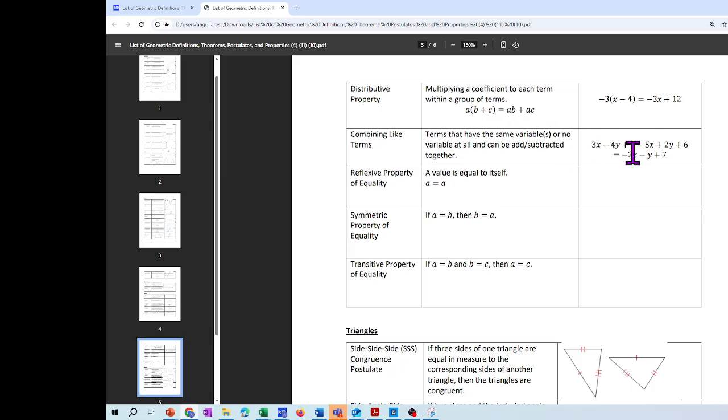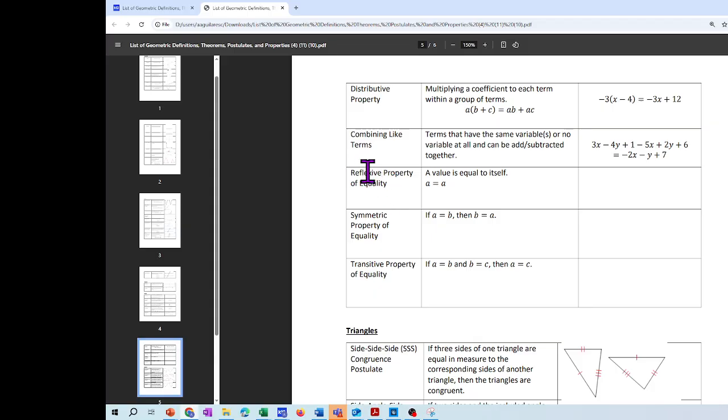Combining like terms: for example, 3x and -5x, they have the same variable, right? And the same exponent. So 3 minus 5 is -2x. And then -4y plus 2y, they have the same variable and exponent. So -4 plus 2 would be -2. And then the constants, 1 plus 6 is 7.